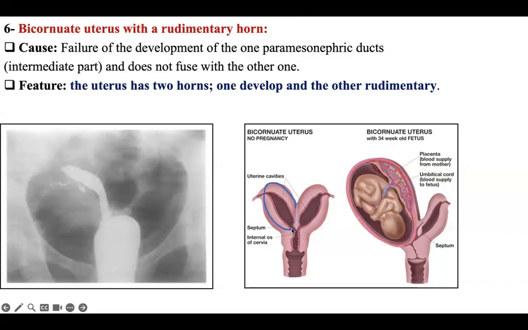One uterus and one horn. The uterus is two parts, not fused, so it is named bicornuate, and one of them is rudimentary, meaning atrophic. You will find one horn of the uterus, and the other part is rudimentary. We call it bicornuate with rudimentary horn. One part of the uterus is large and the other one is small. So it is named as if it were a double uterus, but one part of this double uterus is rudimentary.